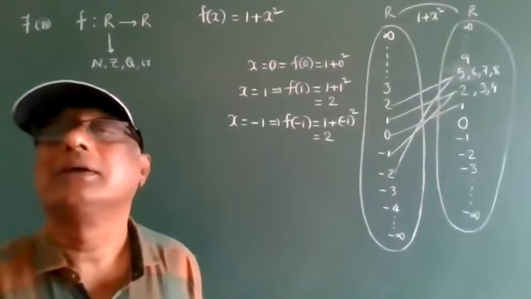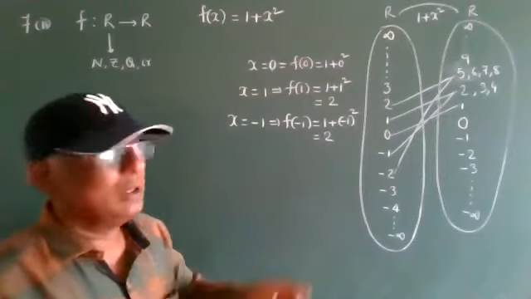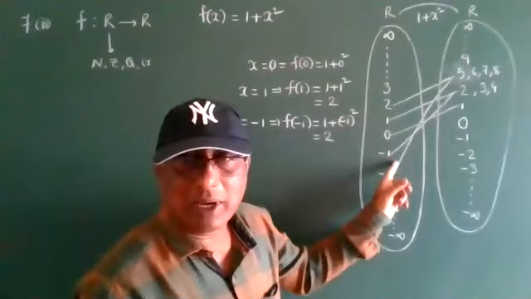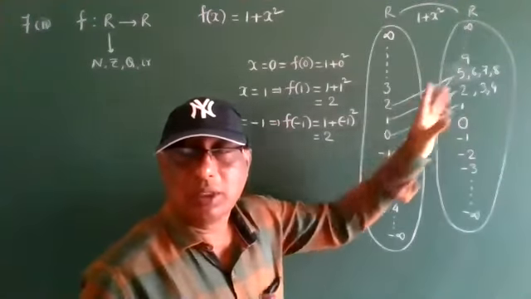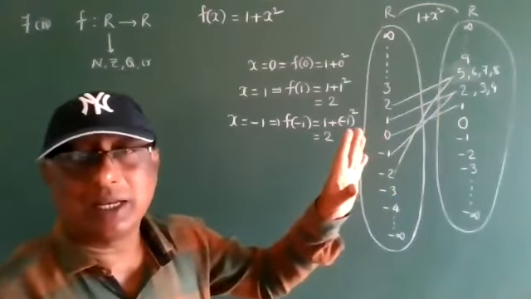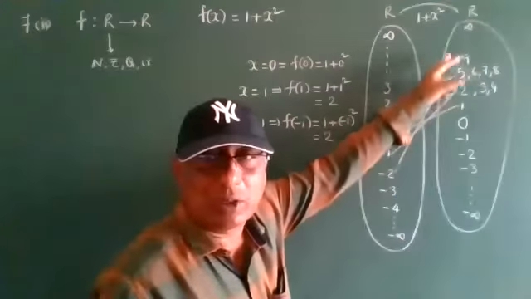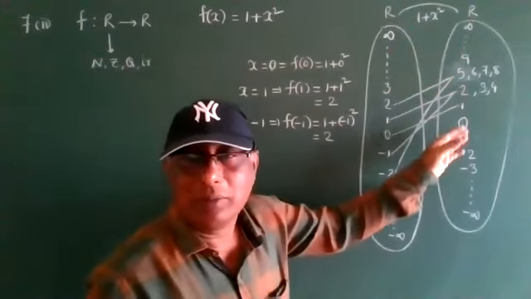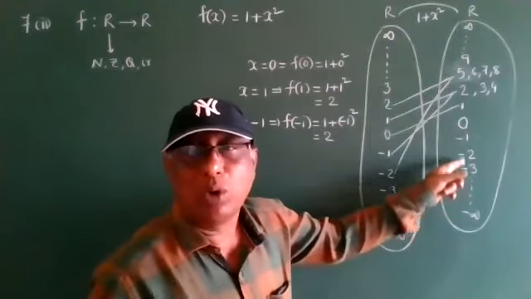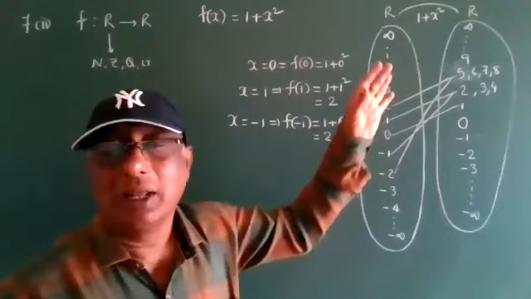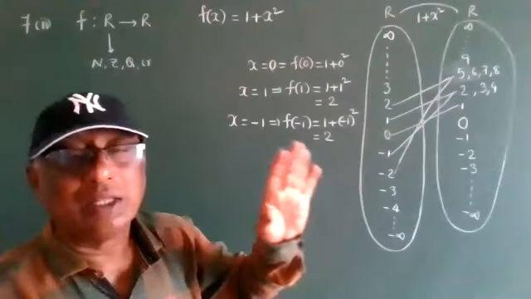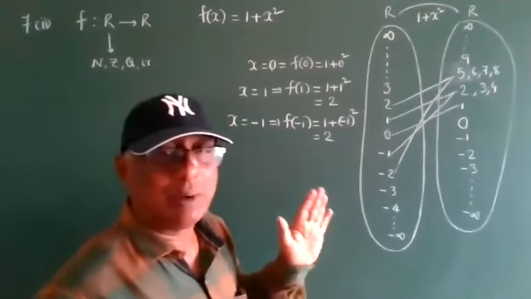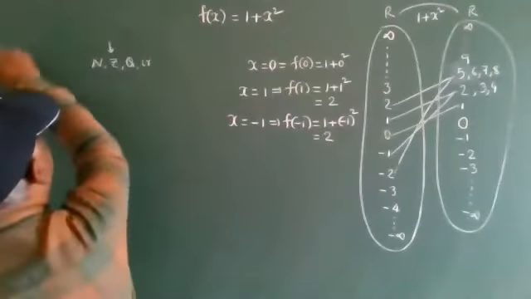Okay, now Rani. One element should have one image, but here two elements have one image. +1 and -1 have the same image too. Therefore, it is not one-one. Is it clear? Next one. We are getting the range as only positive values, but negative values are not obtained. The codomain and range are not equal. Therefore, it is not an onto function. Therefore, neither one-one nor onto. Is it clear, everyone? So, seventh problem done.